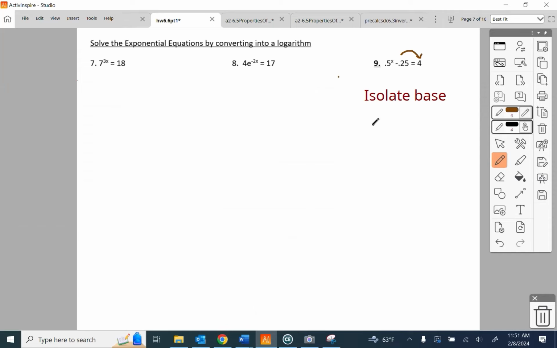Just showing you. 0.5 to the x equals 4.25. I go through and identify my base. It is 0.5 or 1/2. I would really prefer you use that. My exponent was x, and my answer is going to be the 4.25.